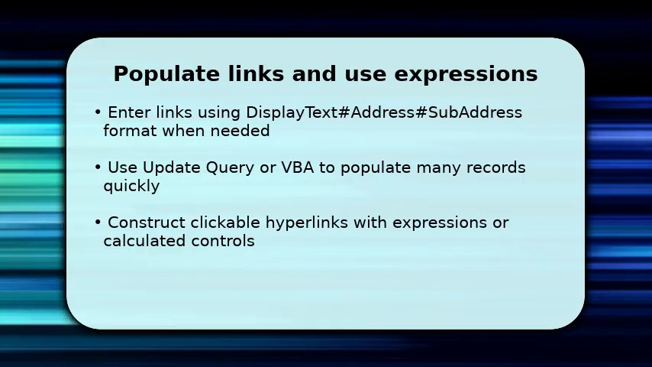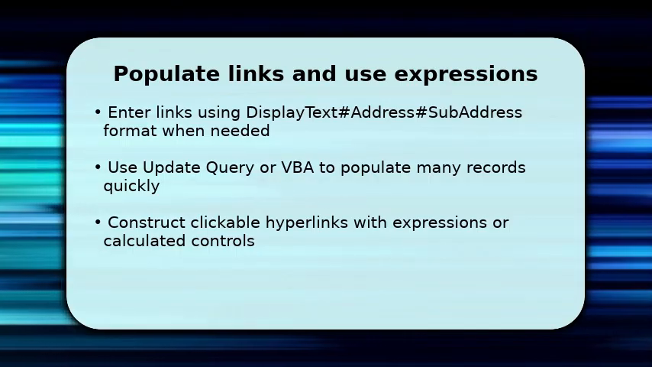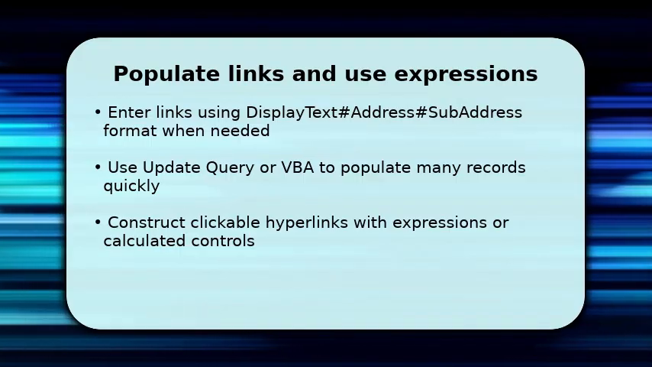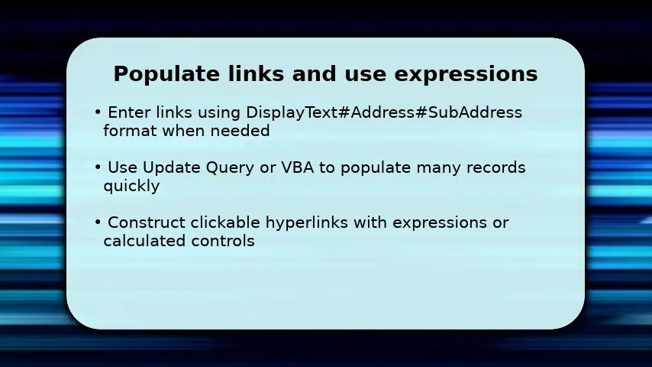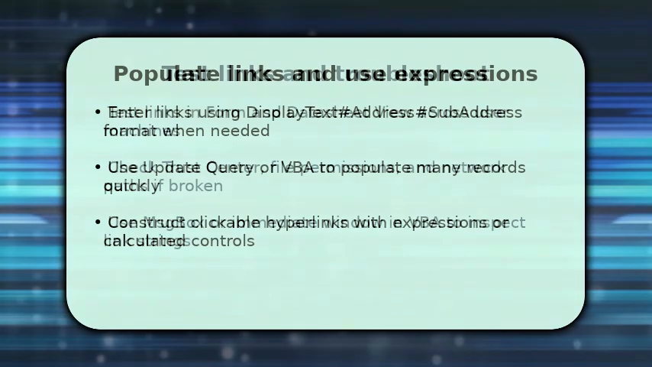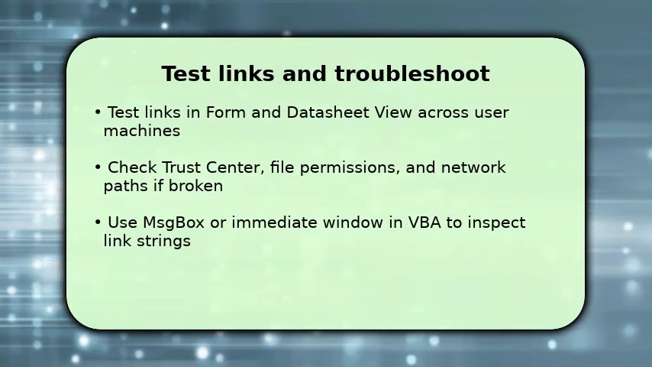If you prefer readable text, use concatenation or an expression in a calculated control. Format, field, hyperlink, or build display text # address. Make sure linked file paths are accessible to all users. Finish by testing every link in both Form and Datasheet View and on representative user machines.